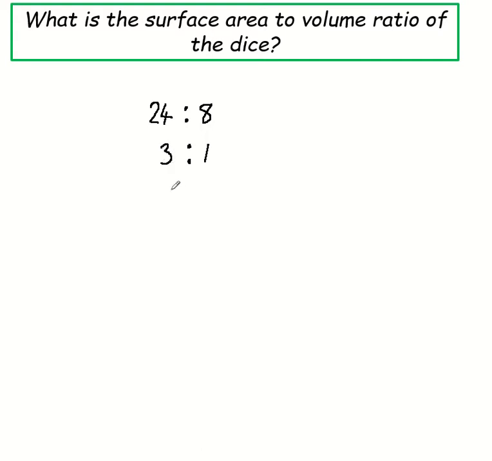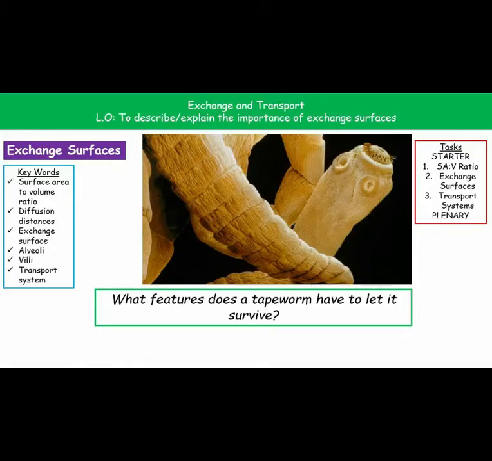So what we've got as our surface area to volume ratio is 3 to 1. Now we've got an idea about surface area to volume ratio, we're going to move on to have a little look at these exchange surfaces and why it's important to understand surface area and volume ratios.